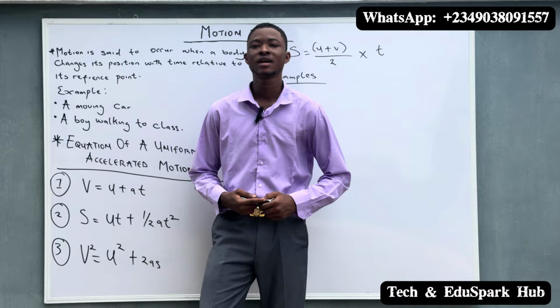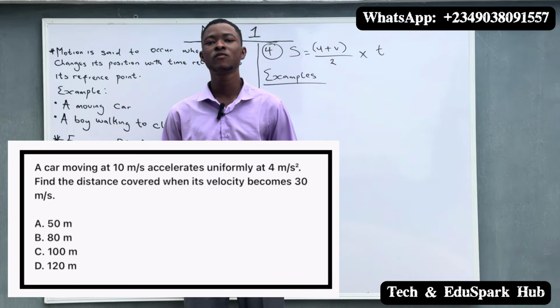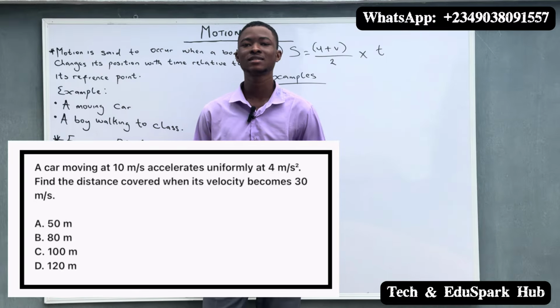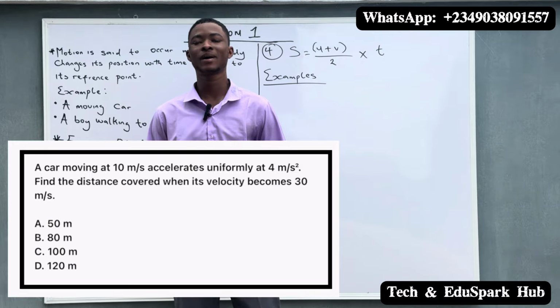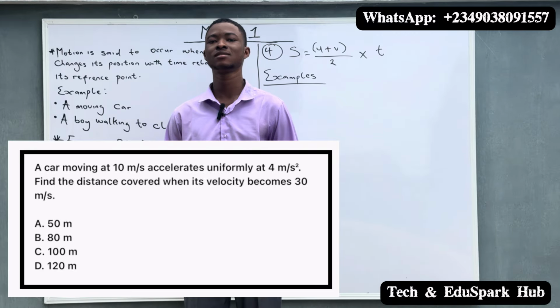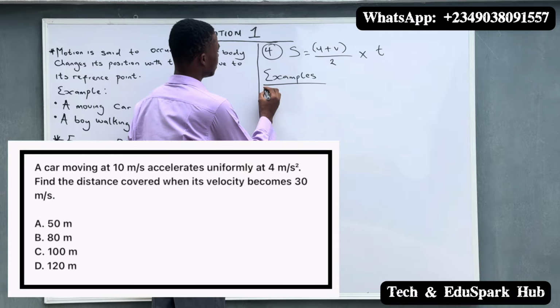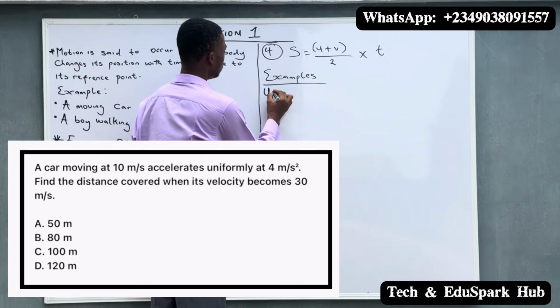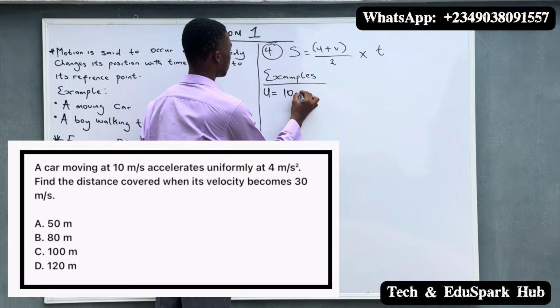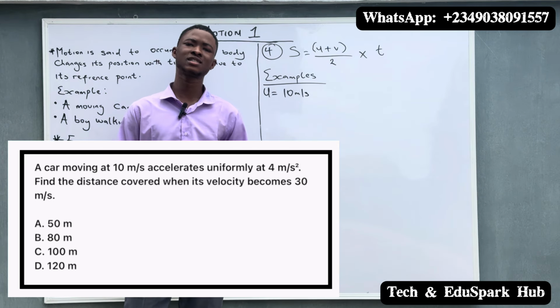Moving to the third example, the question as displayed on the screen says that a car moving at 10 meters per second accelerates uniformly at 4 meters per second squared. So find the distance covered when its velocity is 30 meters per second. So in this kind of question, we're given our parameters. So let's write our parameters. So our u will be given as what? 10 meters per second.